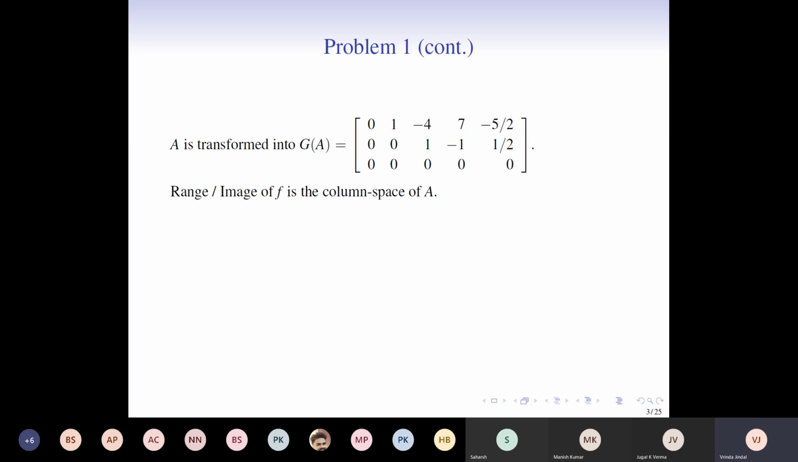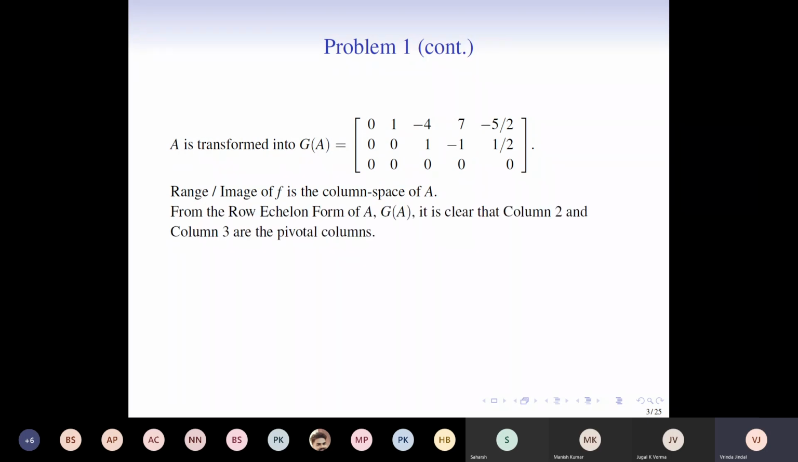So all those values in R3 that are attainable by applying f to any vector in R5, that is called the range. And applying f on a vector belonging to R5 is the same as applying A to that same vector. So basically we want all those values that Ax can give us, and that is nothing else but the column space of A. So now from this matrix G of A, as we have already seen, column 2 and column 3 have pivots.